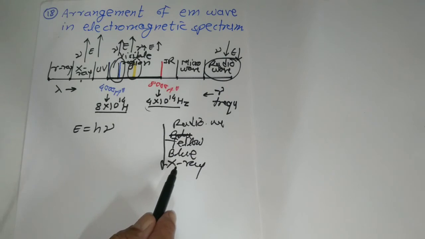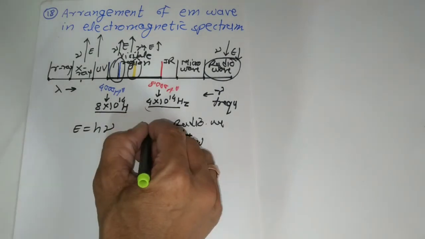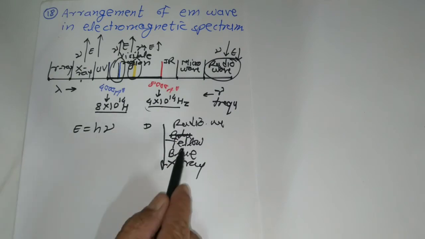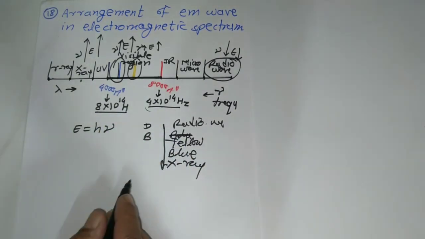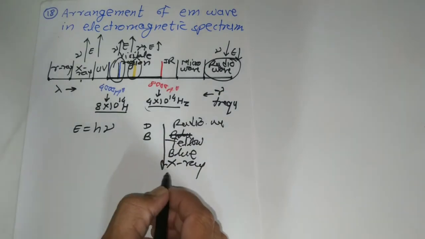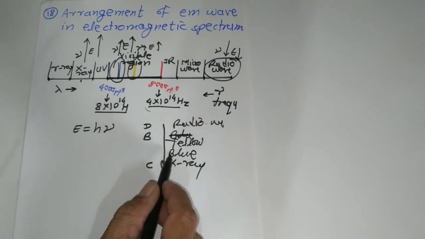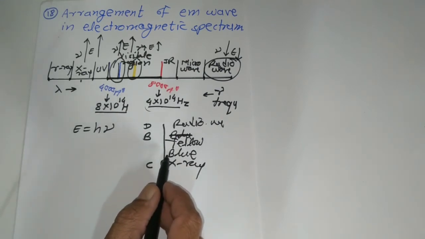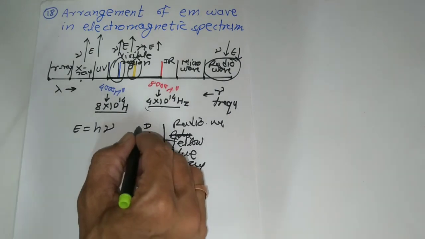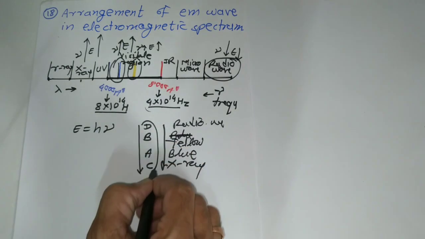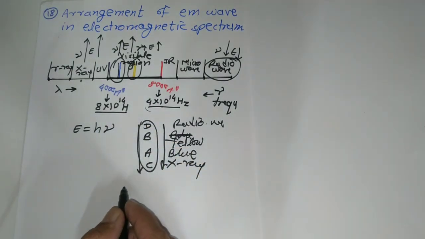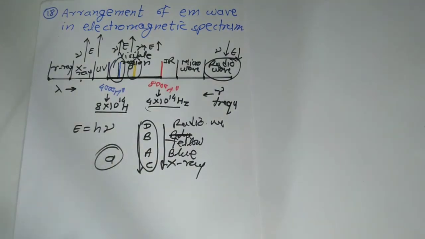Radio wave is given as option D, then yellow is option B, then X-ray is option C, and blue is option A. Therefore the order should be DBAC, and this order DBAC is given in option number A. A is the right answer to that question.